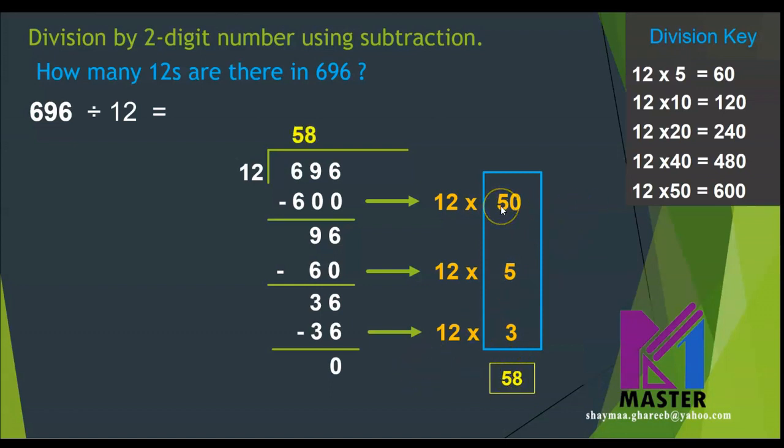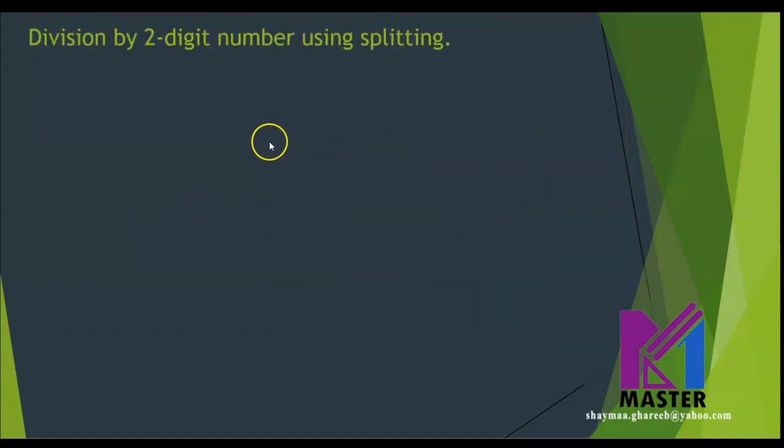So we are going to use same steps exactly as subtraction in division by one-digit number, and we are going to add only one key sentence, which is multiplying by 5. Is this okay? Let's do one more example.